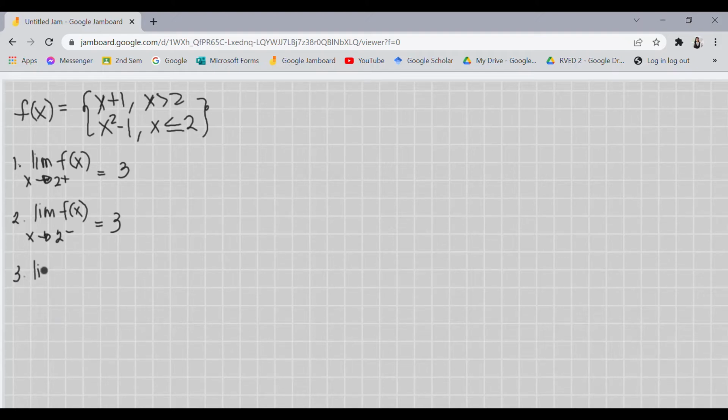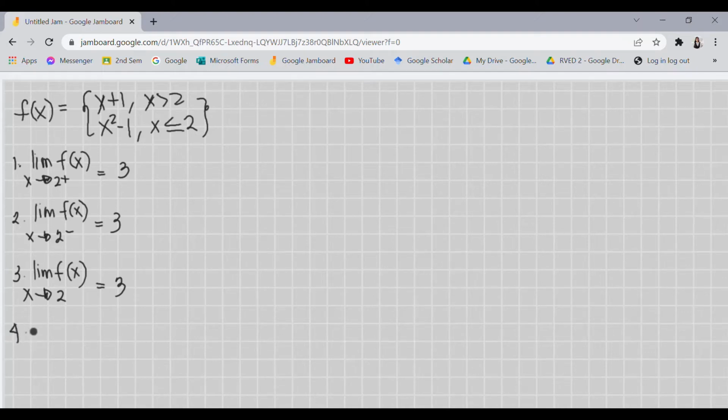And then third, we solve for the limit of the function as x approaches 2. This is solved by checking the left-hand and the right-hand limit. So since the left-hand and the right-hand limit are equal, we can now say that the limit is also 3. Okay? So the limit exists and it is equal to 3.